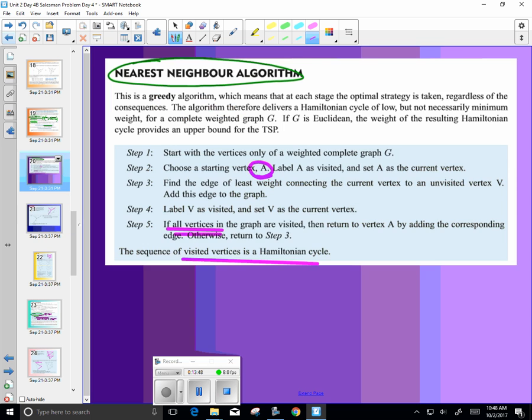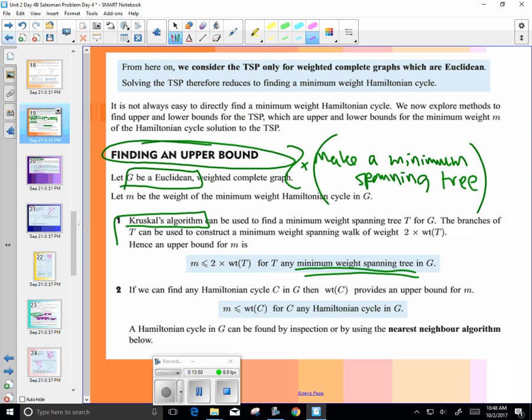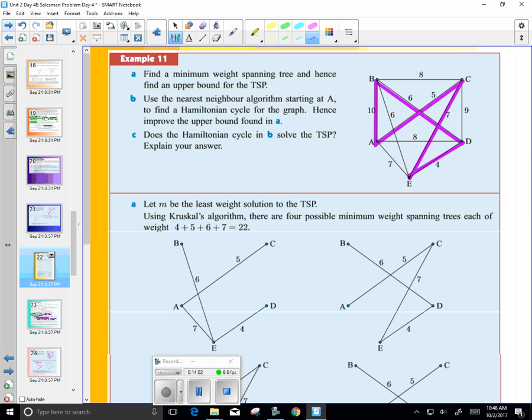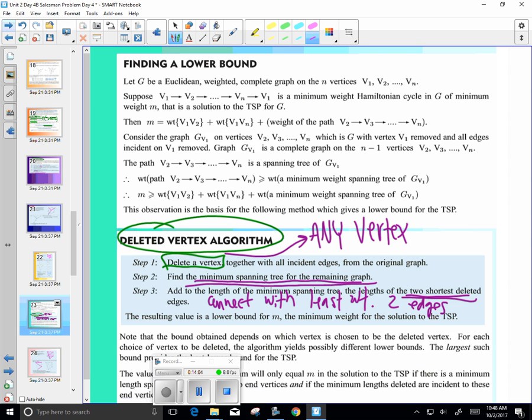Going back, the first thing we did was the upper bound. I'll ask you on a test, find the upper bound, do the minimum spanning tree, double it. That's your upper bound. Then try the nearest neighbor, and then try the delete a vertex.